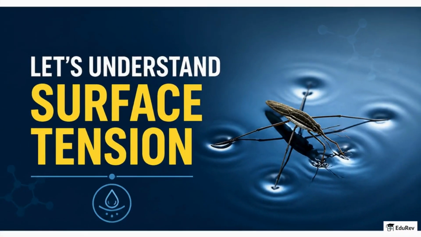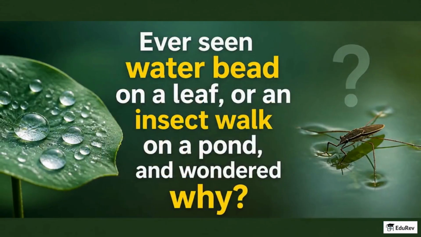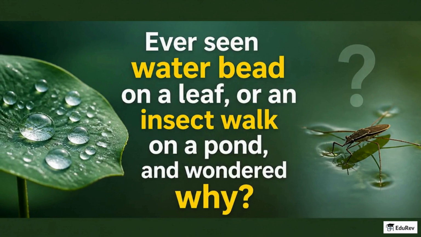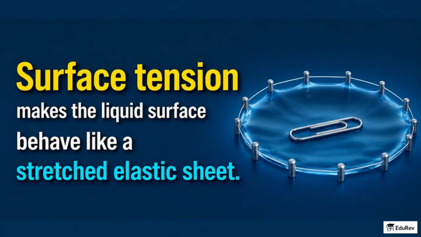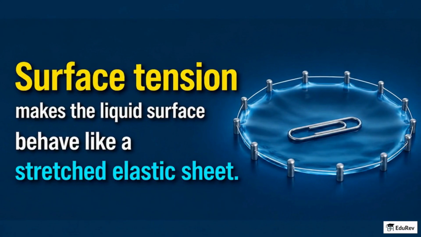Let's understand surface tension in this video. Have you ever seen water form beads on a leaf? Or an insect walk on a pond? And wondered why? Surface tension is the reason, and it makes the liquid surface behave like a stretched elastic sheet.